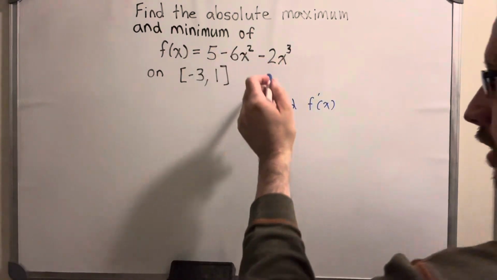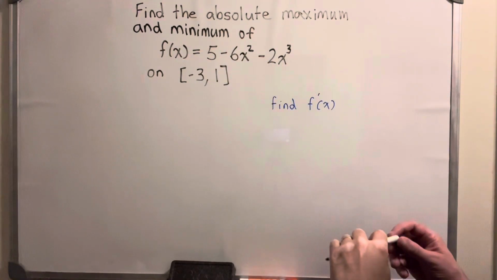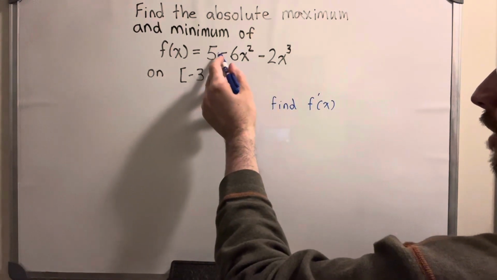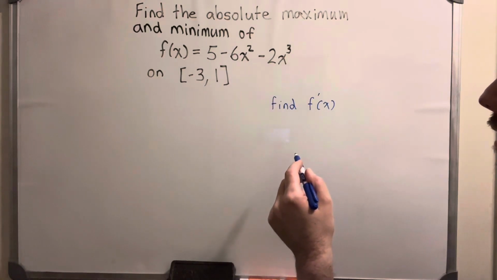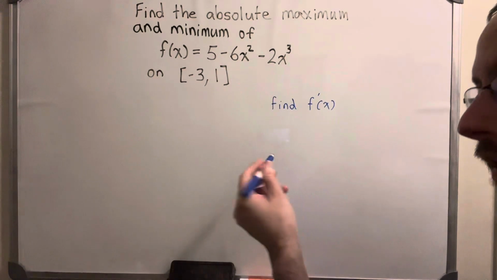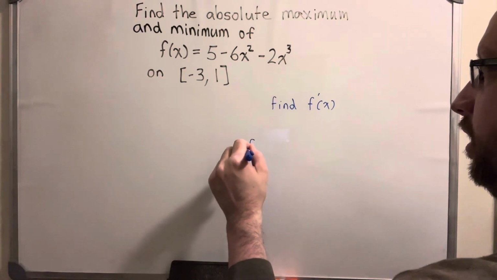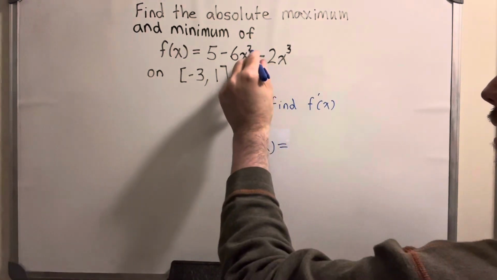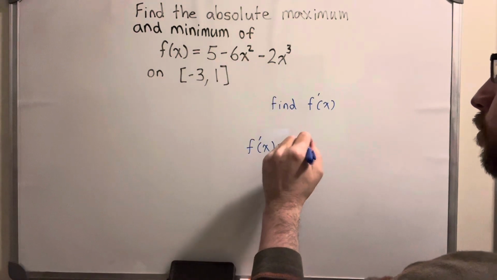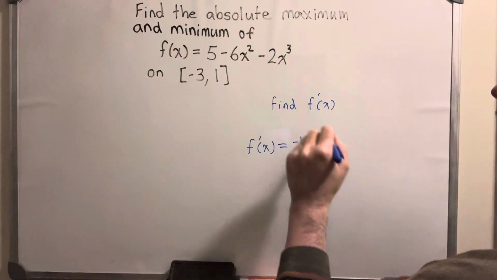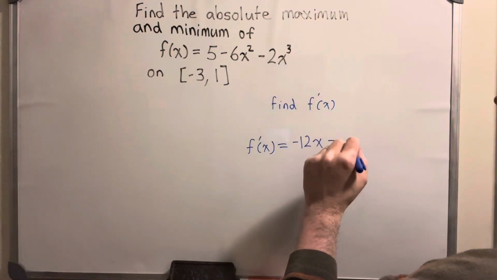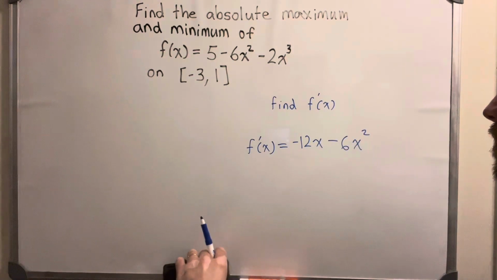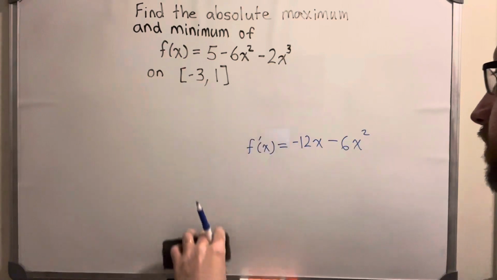Let's do that. This is a polynomial. We know it's continuous everywhere, and it's differentiable everywhere. So what is the derivative of 5 minus 6x squared minus 2x cubed? We can use the power rule and say that f prime of x is equal to negative 12x minus 2 times 3 is 6 x squared. Okay. So this is the derivative.